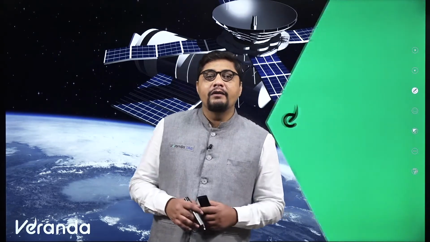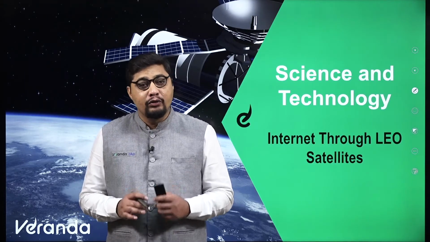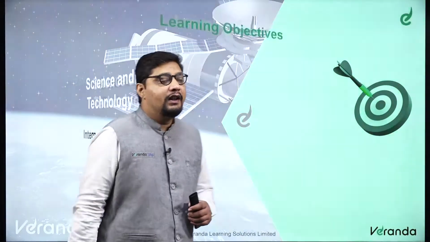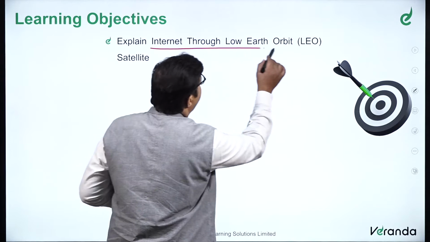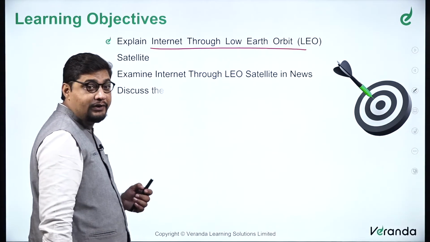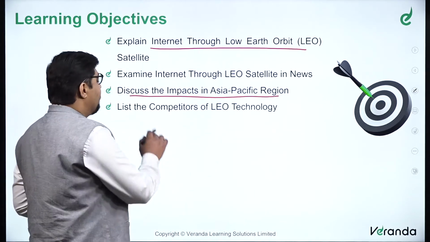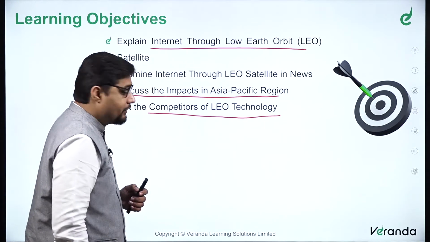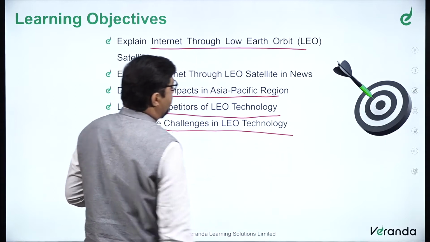From the topic of current affairs in science and technology, in this session we are going to learn about internet through low Earth orbit, or LEO satellites. The learning objectives of this session will be to explain internet through low Earth orbit satellites, examine internet through low Earth orbit satellites in the news, then discuss the impacts in the Asia Pacific region, list down the competitors of the low Earth orbit technology, and outline the challenges in the LEO technology.